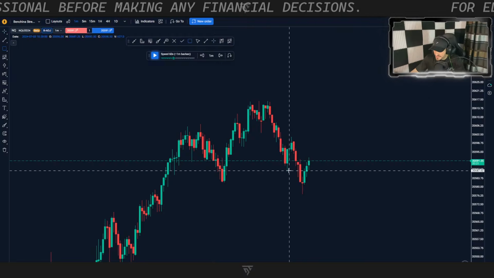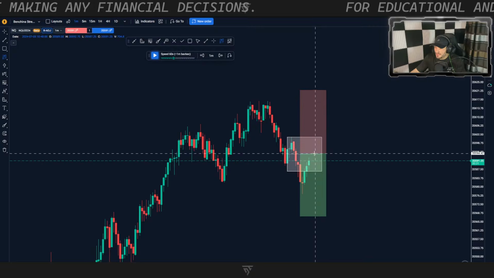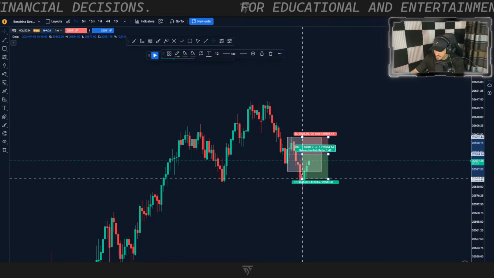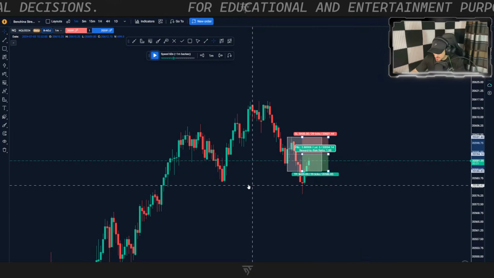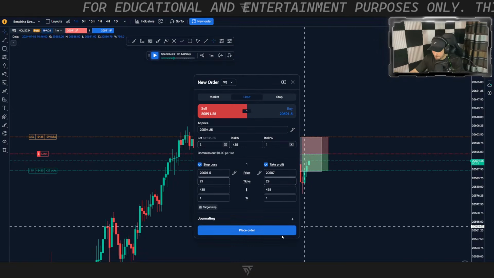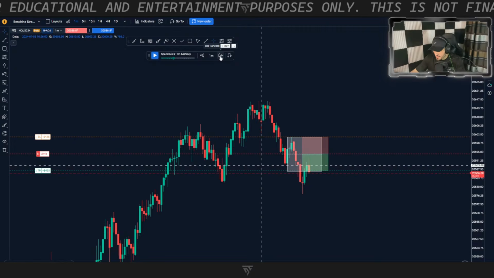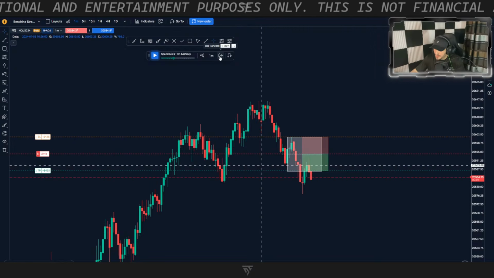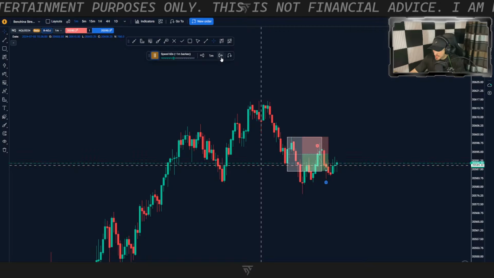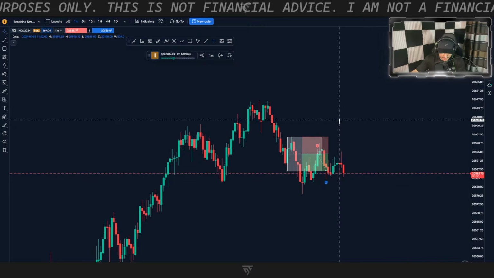So you do have this little SNDR. Let's see what happens when we try to short this. It wasn't a valid swing on the 5 minute, but it was a valid break, right? A valid break over here. But this is an unmitigated SNDR, and we got a delivery. We got a delivery.